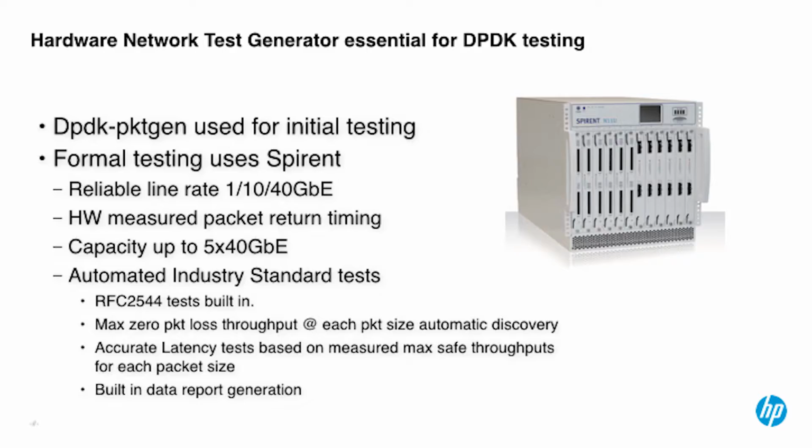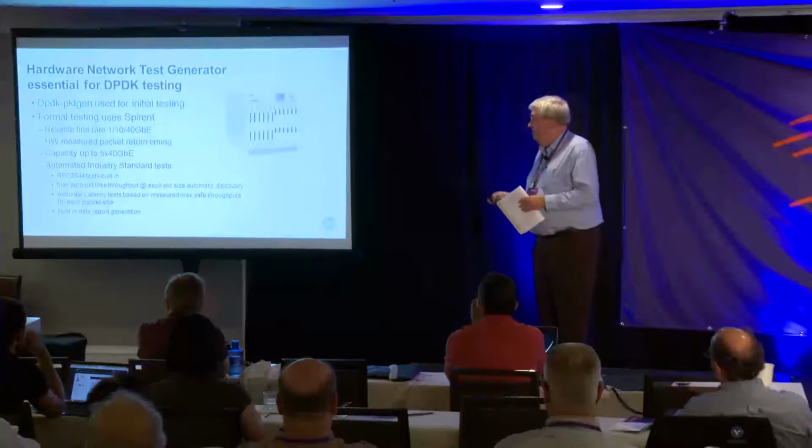One thing we've focused on is the standard RFC 2544 test, which measures the maximum throughput at which you hit 0 packet loss. It automatically has an algorithm that does a binary search to discover that. It gives us latency test measurements, and then automatically generates all the data reports. So we found this a pretty important part of our lab to allow us to do this type of testing.